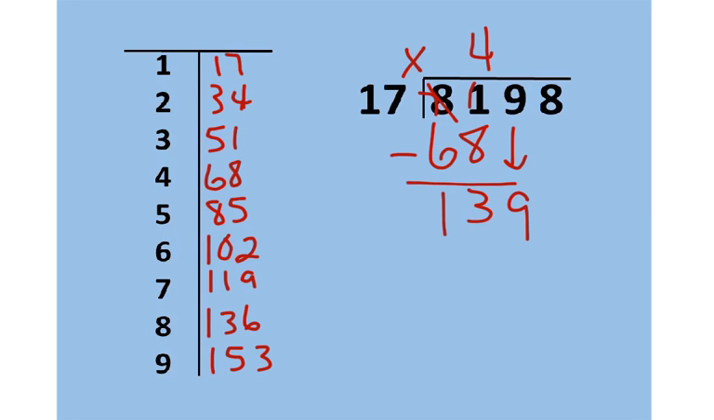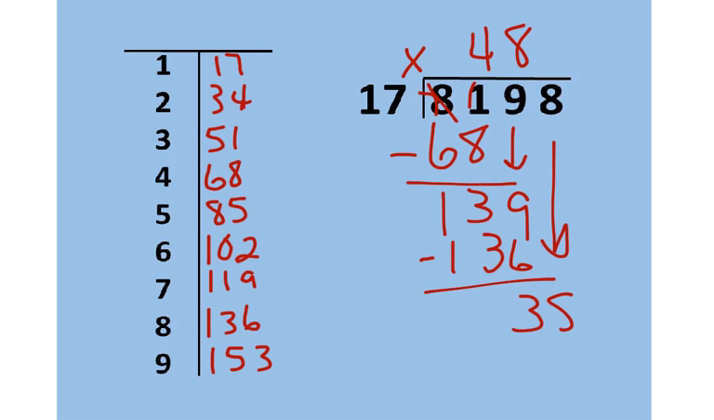Now I do the same process again. I have 139. What number in the doubles table is closest to 139 without going over? 136. Okay, 136 is correct. And don't forget, what did we multiply 17 by to get 136? 8. That's that number right next to it. Very good. So I put that 8 up there. 17 times 8 is 136. I subtract, leaving me with 3. I bring down the 8.